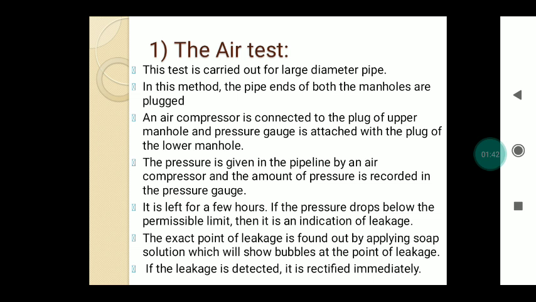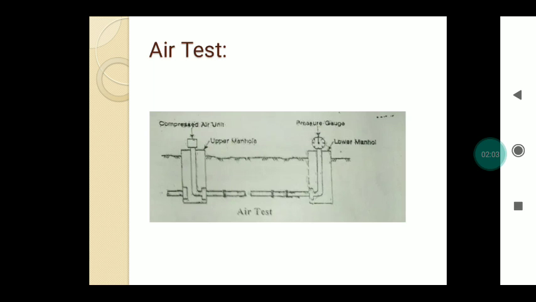The exact point of leakage is found out by applying soap solution, that is, formation of lather, which will show bubbles at the point of leakage, and from this we can detect the leakage and it can be repaired immediately. The diagram shows the actual construction of the air test.